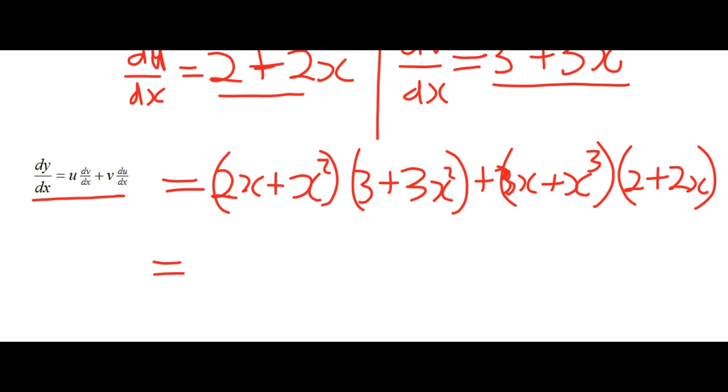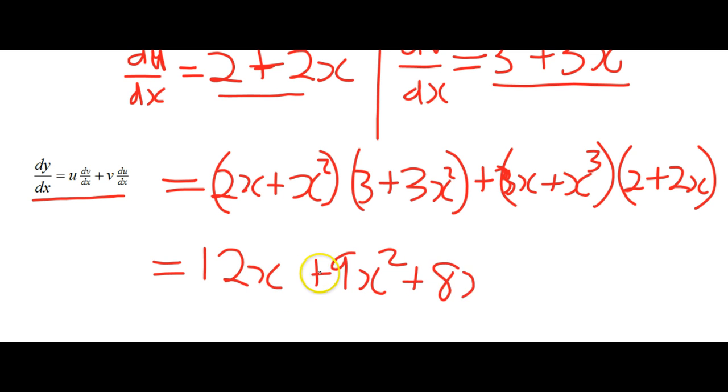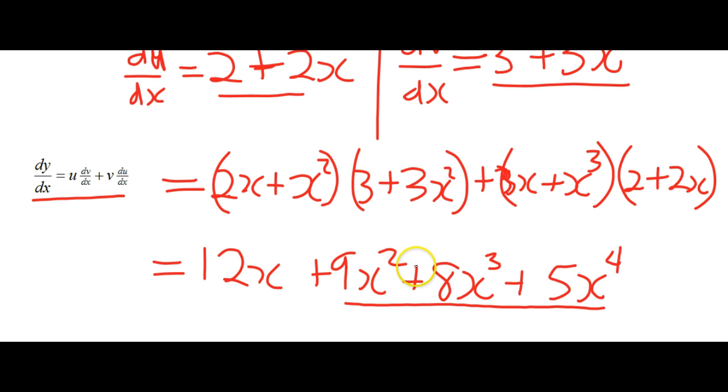So your final answer, when you do the expansion correctly, you have 12x, 9x squared, 8x to the power 3, then 5x to the power 4. So this should be your final answer for the derivative of the function given.